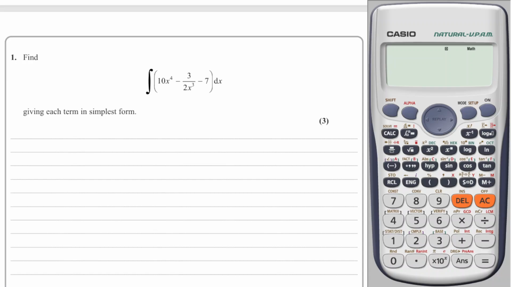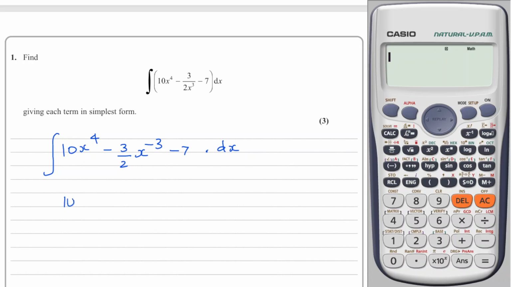So first I have to take all the x terms to the numerator. So we can write it as 10x to the power 4, then minus 3 by 2 x to the power minus 3, then minus 7. So now this algebraic expression is ready for integration. So I just write it as the integral and then dx. So each term I need to integrate separately.